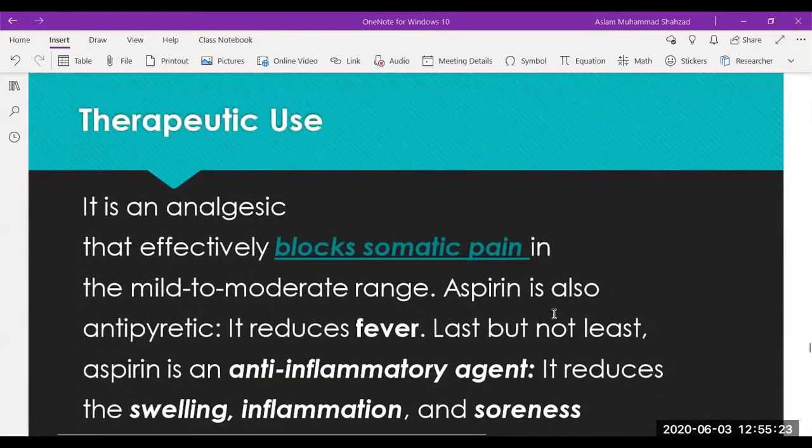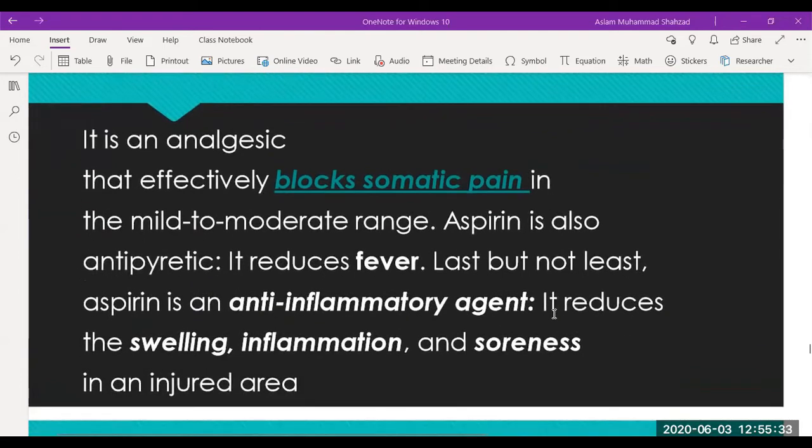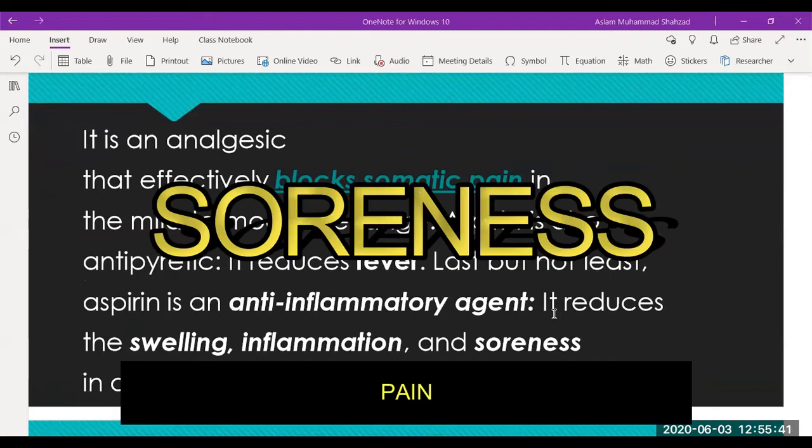The therapeutic use of acetylsalicylic acid is as an analgesic. It blocks somatic pain, mild to moderate. It is also an antipyretic for reducing fever, and it is anti-inflammatory as well, so it is used for reducing swelling, inflammation, or soreness in the injured area.